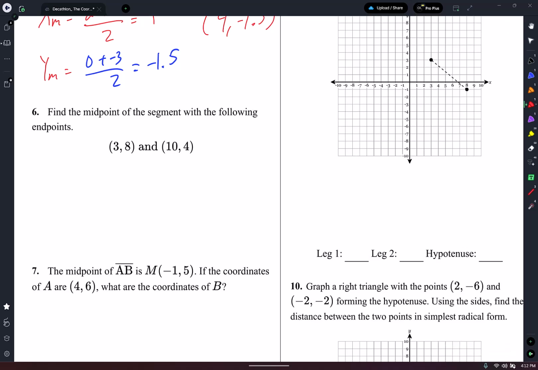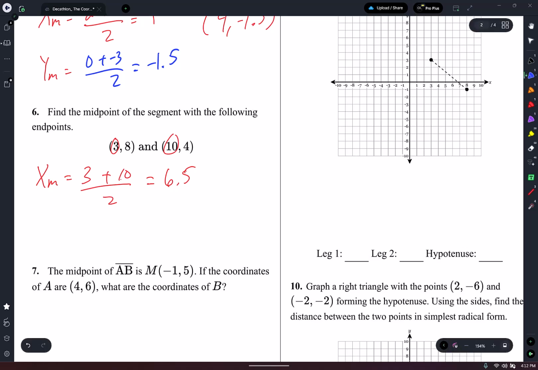Again, what am I going to do? I'm going to add the x's. So I'm going to write x of m: 3 plus 10, I'm just adding the x's, divided by 2. So 10 plus 3 is 13. 13 divided by 2 is 6.5. See? Grab a little packet there. And then y of m. So I'm just going to add those. 8 plus 4 divided by 2. 8 plus 4 is 12. Divided by 2 is 6.